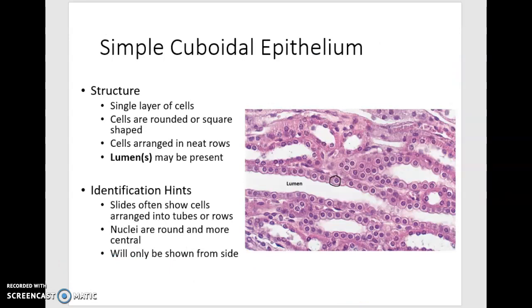All right, simple cuboidal epithelium. So the structure is a single layer of cells. Cells are rounded in shape, and they are arranged in neat rows. And also a lumen or lumens may be present. So when you're trying to remember this, for identification, slides often show cells arranged into tubes or rows like this. And nuclei are round, and it will only be shown from the side.